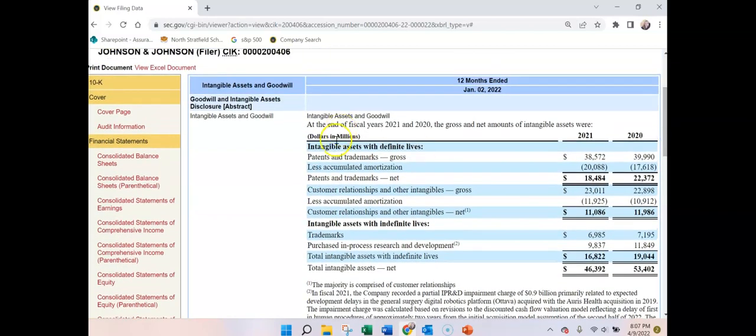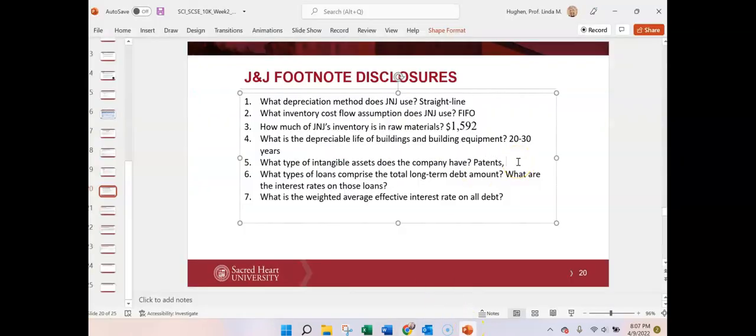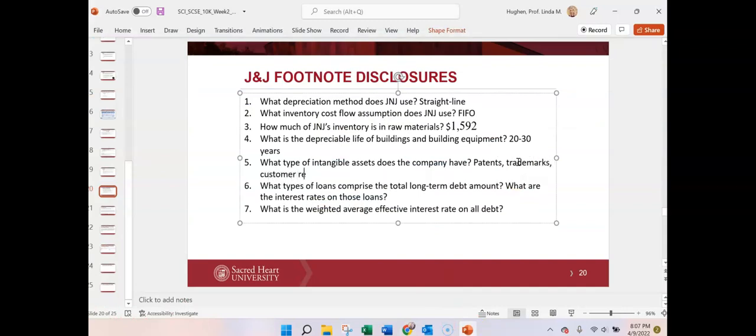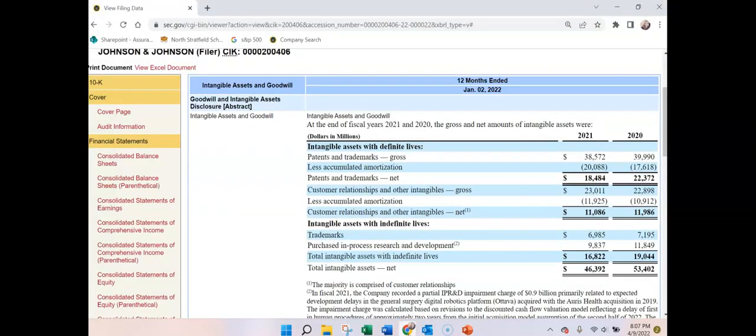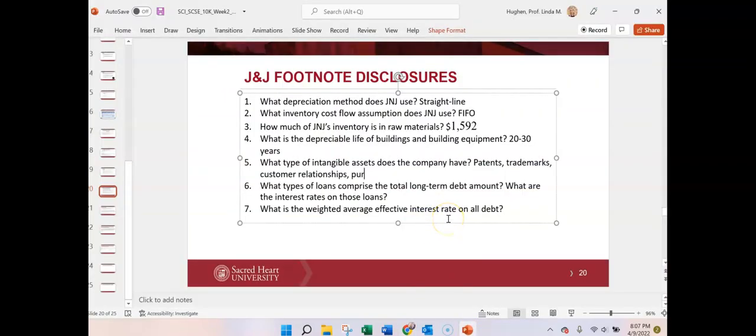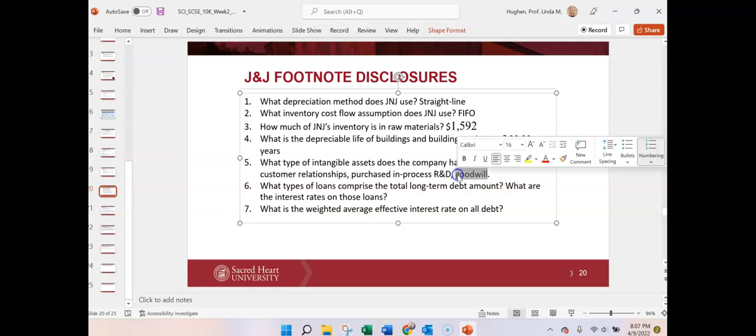So what type of intangible assets? I see patents, trademarks, customer relationships. I see purchased in-process R&D, and of course, goodwill. I'm not going to get all that level of detail on the balance sheet. What I'm going to see on the balance sheet is the total amount of intangible assets other than goodwill, and I'll also see the balance in goodwill.